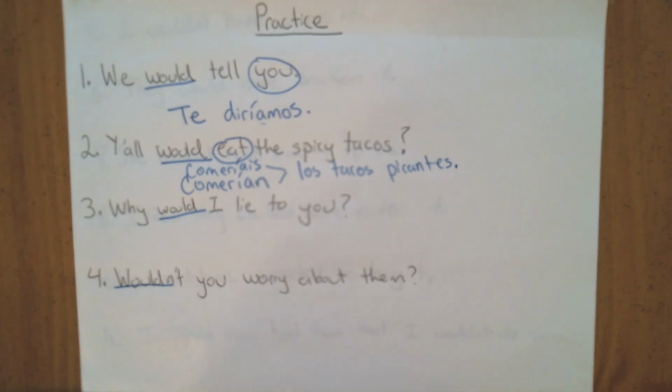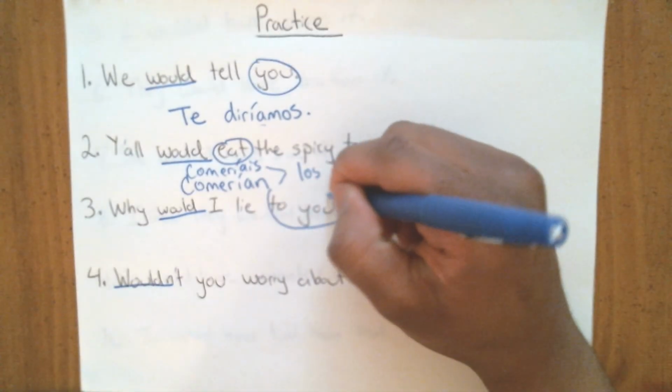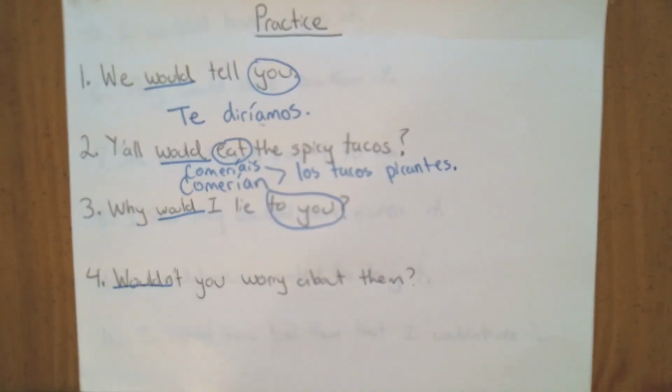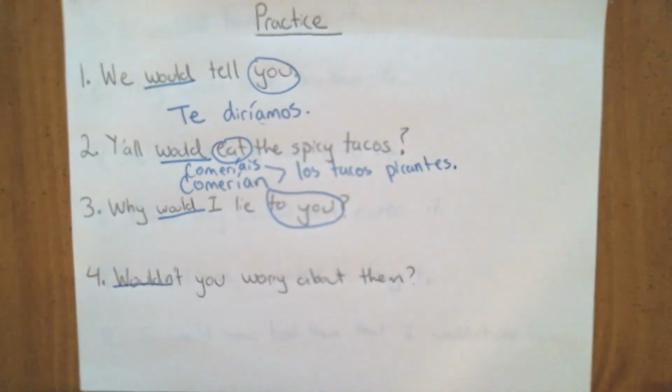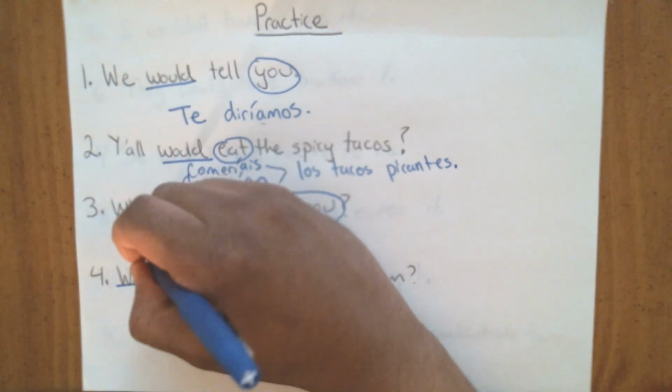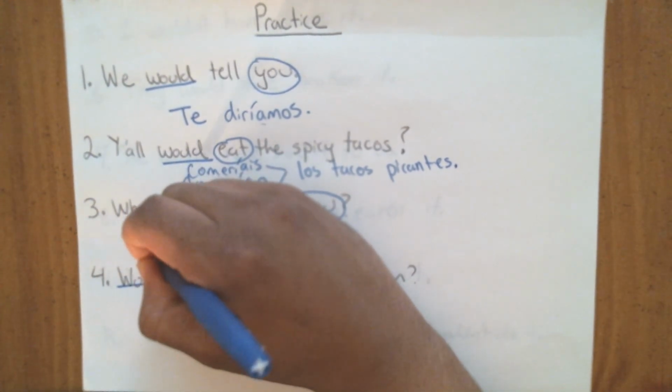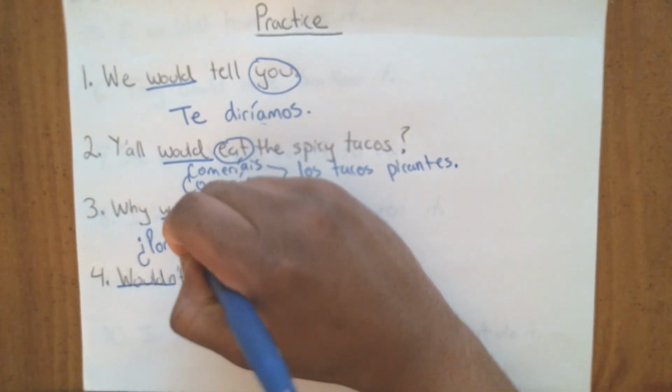Why would I lie to you? See this to you right here? This is an indirect object because they're receiving. So what you would say is you would put that first. And that would go in front of your conditional verb. But first we need to put this upside down question mark and por qué, meaning why.